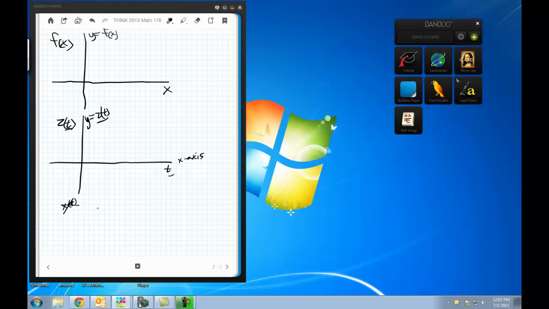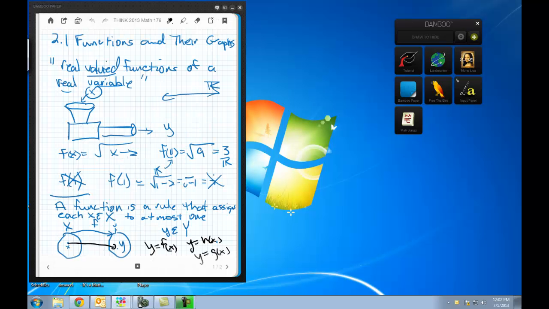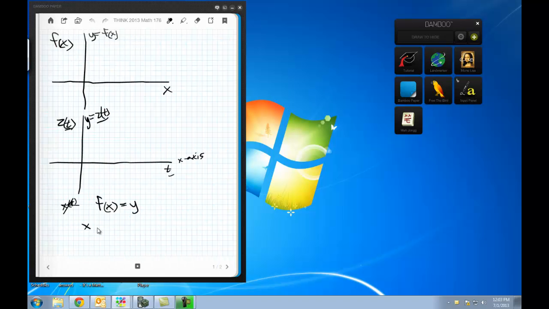Okay, so first things first, let's say that f of x is equal to y. Let's identify really quickly. Again, you should have seen this before. X, the value that goes into the machine, this x right here, is referred to as the independent variable. It can be anything you want as long as it's independent, as long as it's in the domain of the function. So it's the independent variable, and y is the dependent variable.